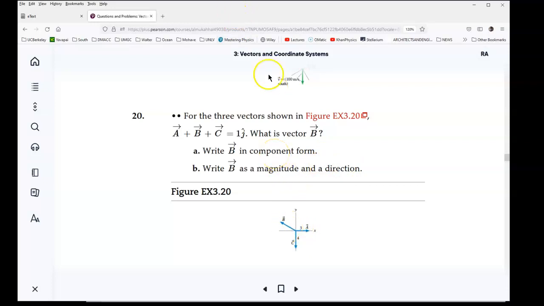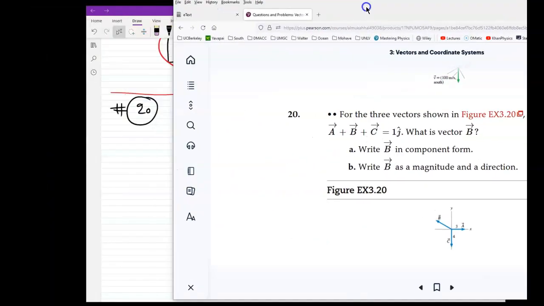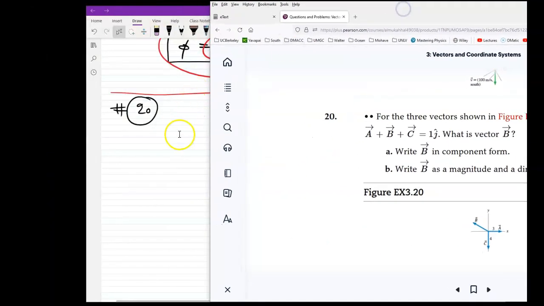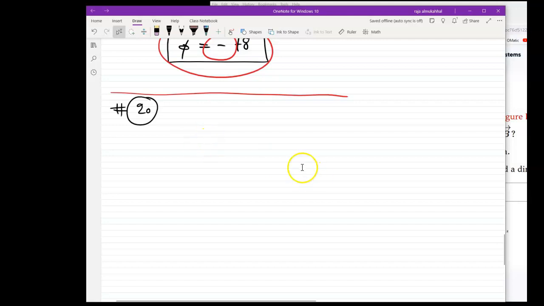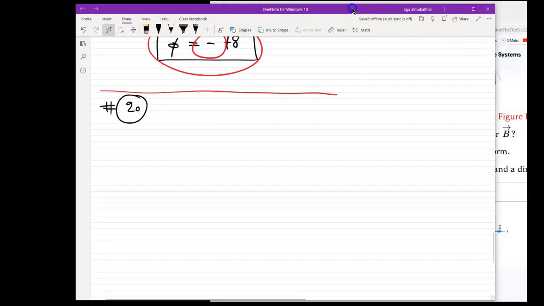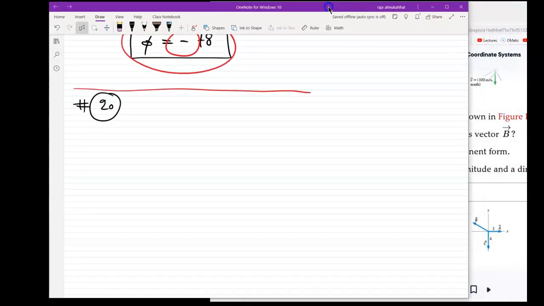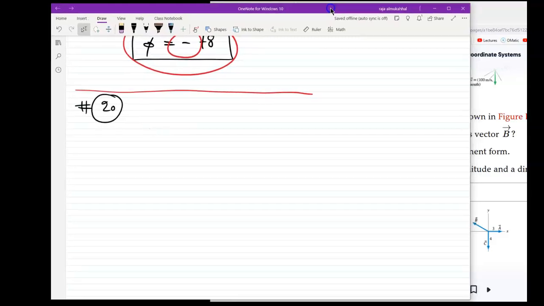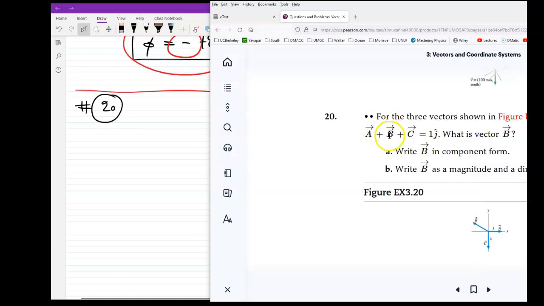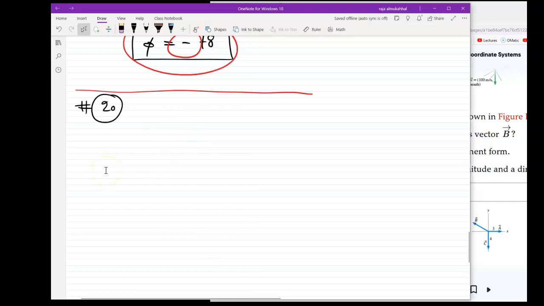All right, let me move it to the side like this. Let's see, I'll move it here. There we go. I want you to be able to see the drawing. So given that A plus B plus C is equal to 1j, let's write this one down. So given to us is that A plus B plus C is equal to j, all right?